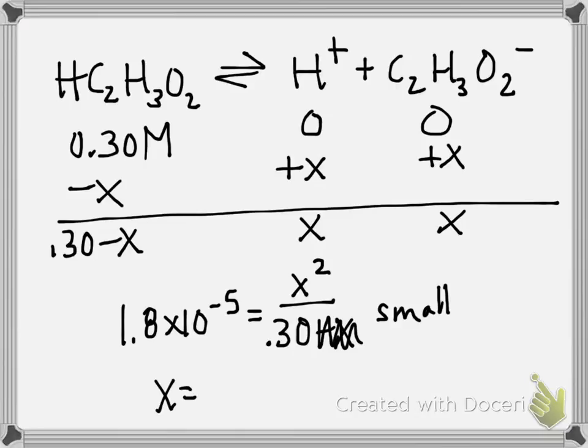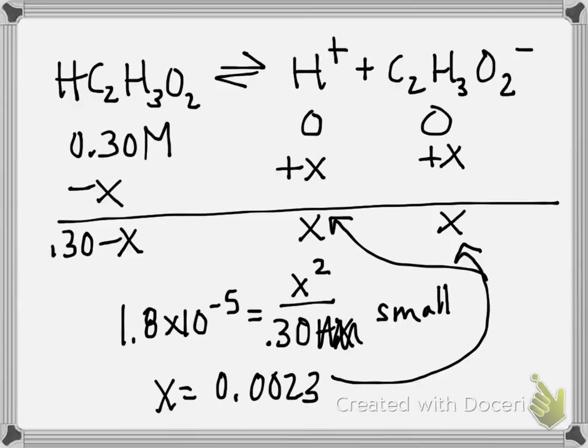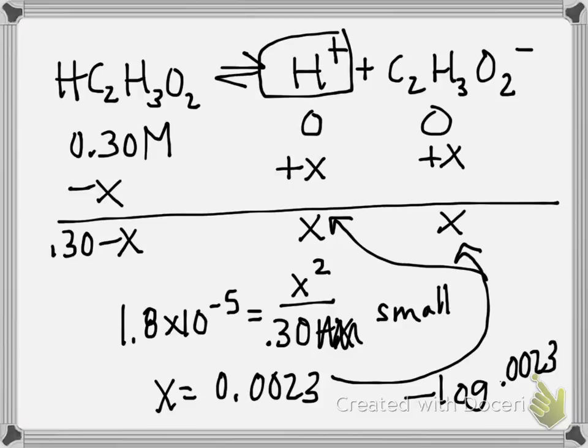X is equal to 0.0023. Now that I know x, I go look and see what x is equal to. X is equal to my hydrogen ion concentration. So if I want to find the pH of a solution, I can just take the negative log of 0.0023, and the pH is 2.63.